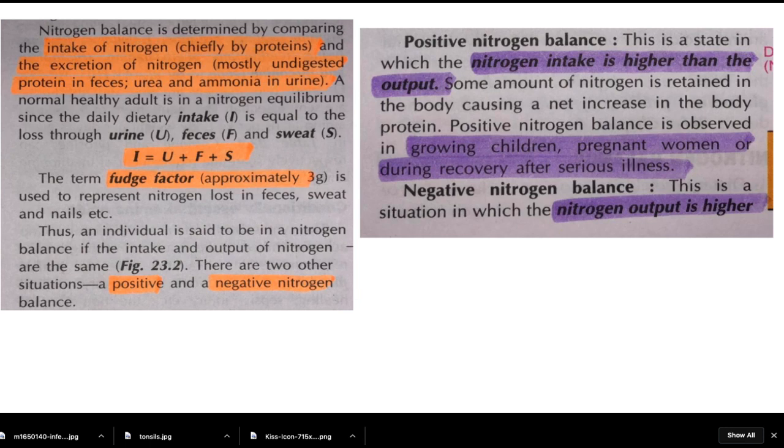A pregnant woman has to give the nutrition, or the nitrogen, for the baby also. It's a positive sign. Or during recovery after severe illness, you have a high fever and from the fever you are recovering from a disease, that is a positive sign. So all the positive signs and good things will come under positive nitrogen balance, because the body wants more nitrogen to utilize.